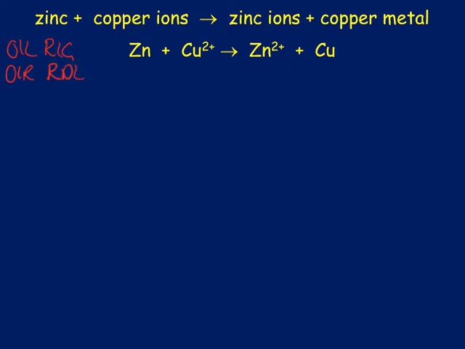Correct. So the reason zinc is oxidized is because there is an increase in oxidation number. If it's an element, they have oxidation numbers of 0. So here zinc is going from 0 to +2. That is an increase in oxidation number, so that is oxidized.